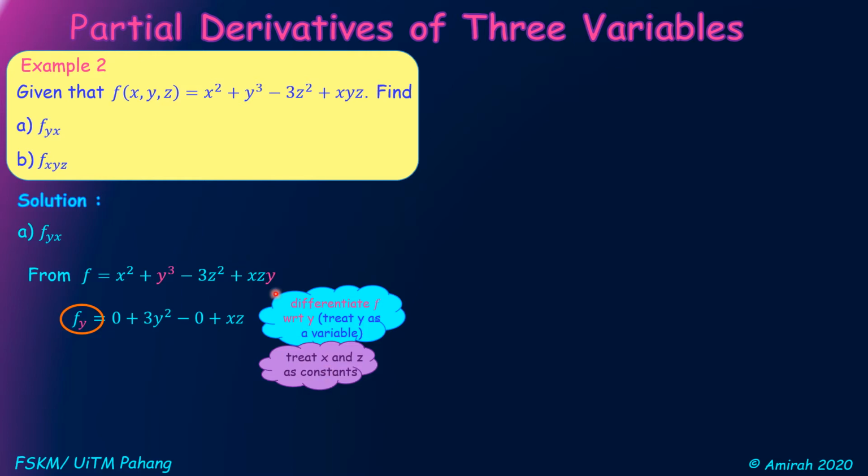Okay, so to avoid error and make it easy to differentiate, we can write variable y in a different color and put it at the back. From here, we rearrange and then we put y at the back, so it's easy to differentiate.